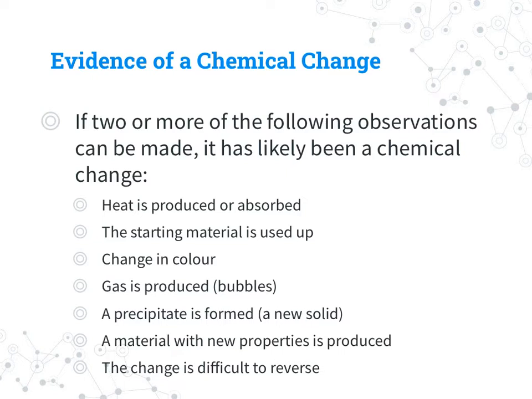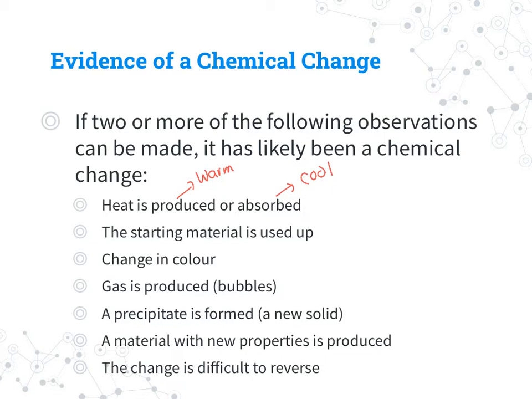Physical change is pretty easy to recognize, but a chemical change can be a little bit tricky. So if two or more of the following observations can be made, it has likely been a chemical change. So if heat is produced or absorbed, so if heat is produced, something feels warm, like a fire. If it is absorbed, it feels cool. So for instance, when you break open or shake up a cool pack, like an ice pack, it is absorbing heat. That's what's making it feel cold.